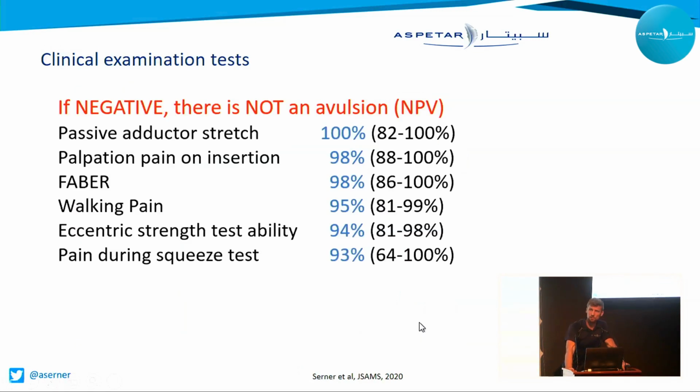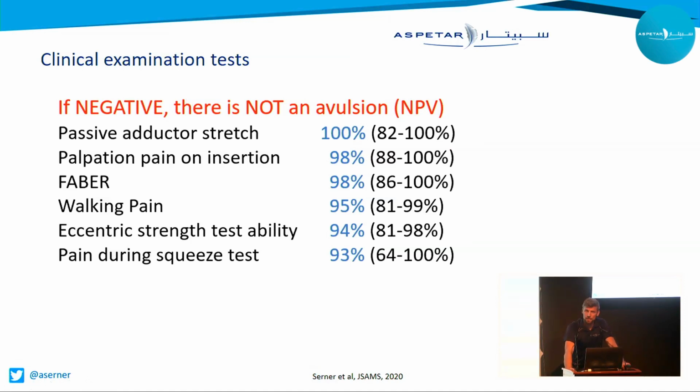But we want to know a little bit more. We want to know how bad is it. And we did a study comparing the different tests to whether or not there was an avulsion. So we did something that's called a negative predictive value, meaning that if a test is negative, there will not be an avulsion. So you can start by ruling out a really serious injury.